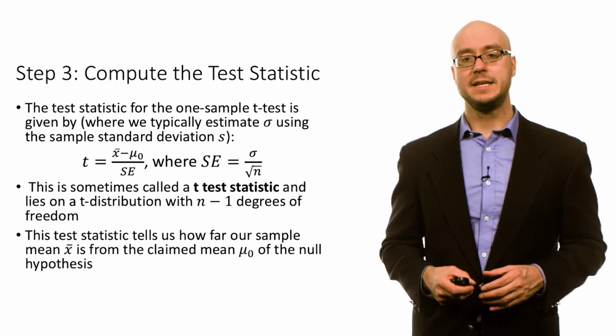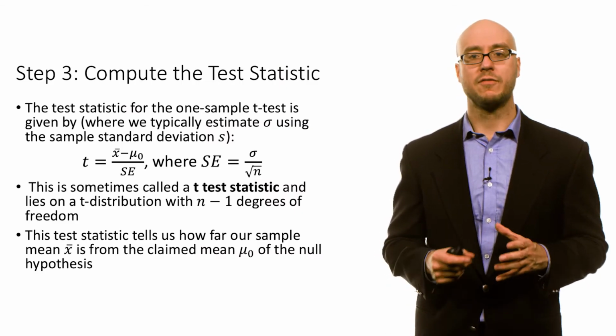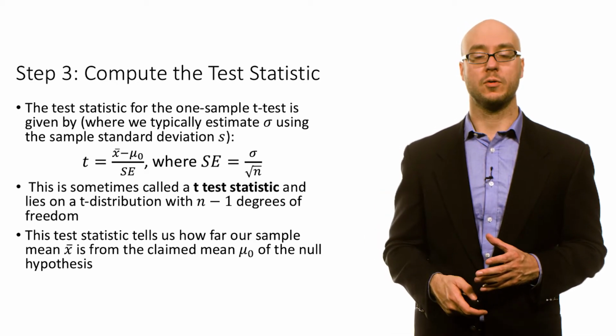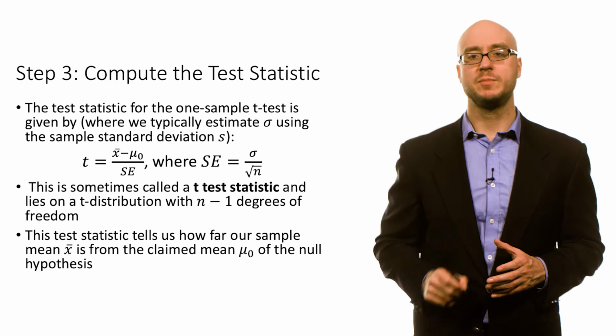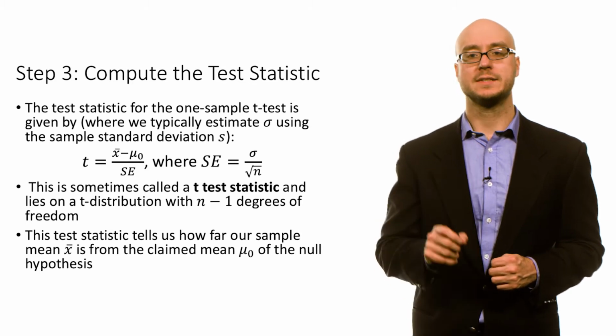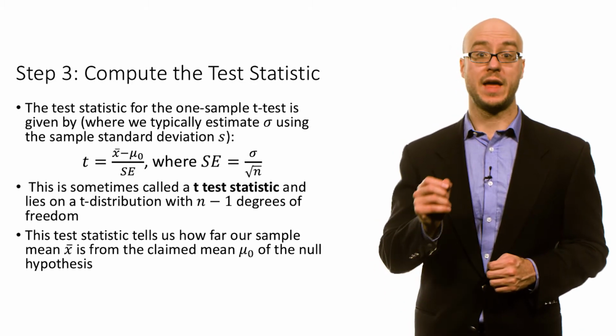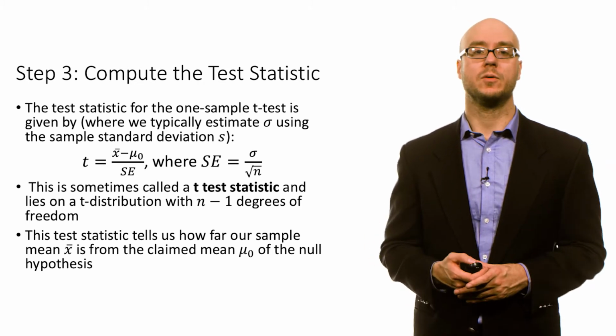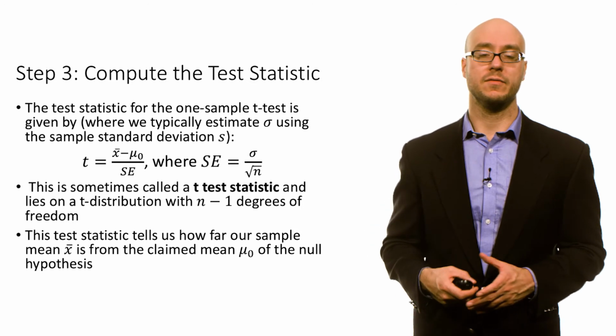This just reflects the fact that we are more comfortable using a standard normal distribution with larger samples as a model for the sampling distribution. And again, the t-test statistic just tells us how far a sample mean x bar is from the claimed value of the population mean of the null hypothesis. The more extreme the t-test statistic, the more inconsistent our data is with that null hypothesis, and the more likely we are to actually reject that null hypothesis under some given level of alpha.